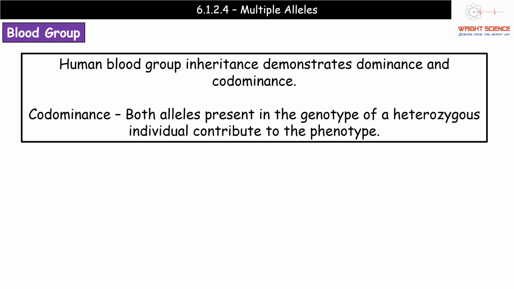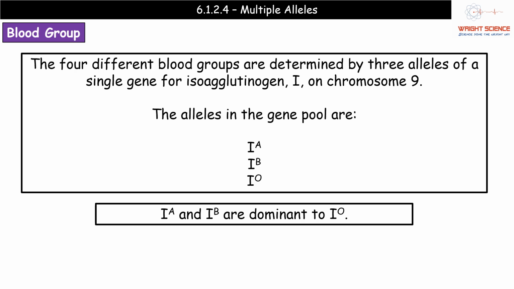But we also have this thing called codominance. Now, codominance is new for us at this point, which just means that if we've got codominant alleles present within the genotype, then we get both of them contributing to the phenotype. So we have these 2 different patterns of inheritance we need to be aware of: dominance and codominance. So if we have a little look then at how this all works.